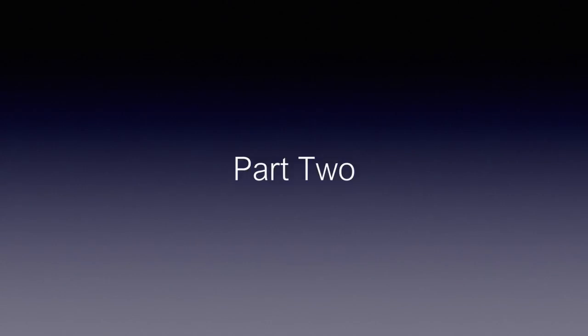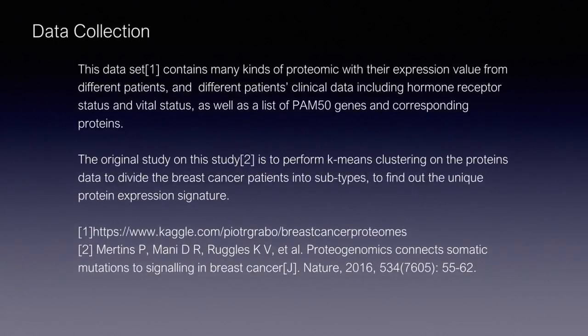The second part of our project is to use the breast cancer Wisconsin dataset to analyze the relationship between molecule values and tumor status. This dataset contains many kinds of proteomics with their expression values from different patients, and different patients' clinical data, including hormone receptor status and vital status, and a list of PAM50 genes and corresponding proteins. The original study on this dataset performed K-means clustering on the protein data to divide the breast cancer patients into subtypes and to find out the unique protein expression signature.